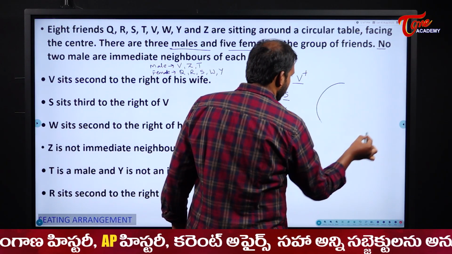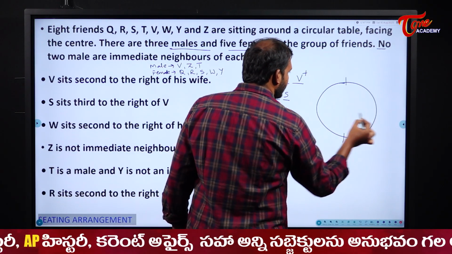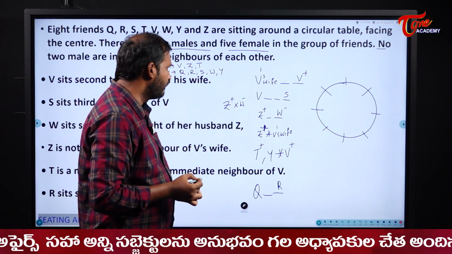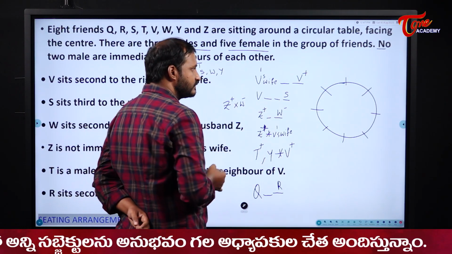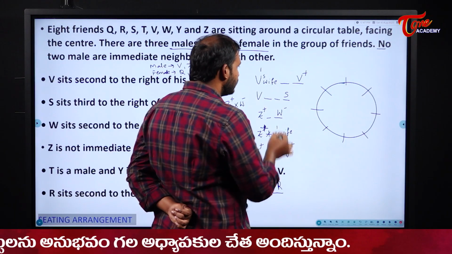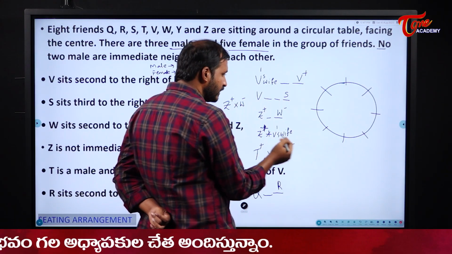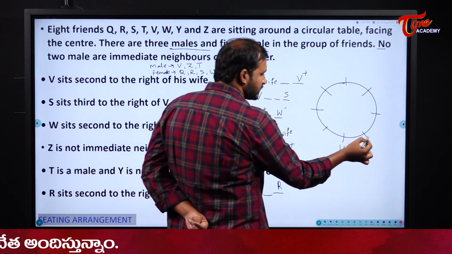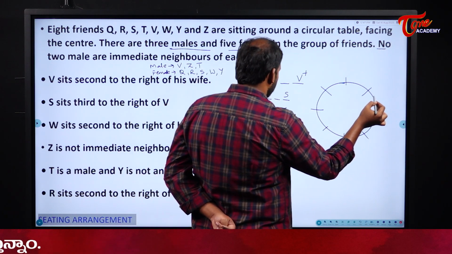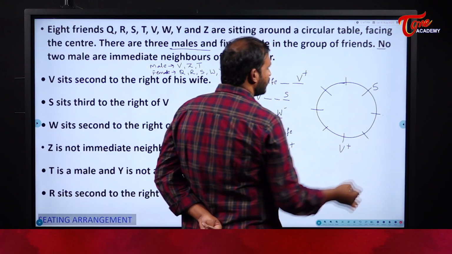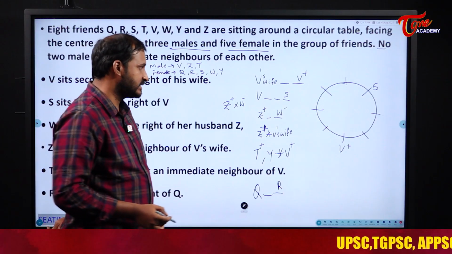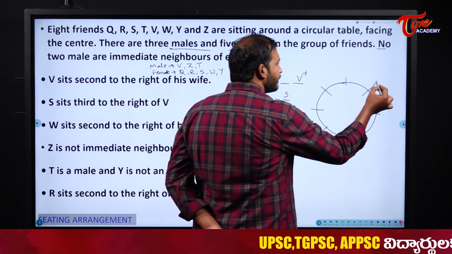So, first I will go with the trial and error. We will take each and every logic, students. First I will go with V and S. Okay. So, if I take V here, to his third right I should have S. Why? Because all are facing the center. V and S. S is female, already we know.